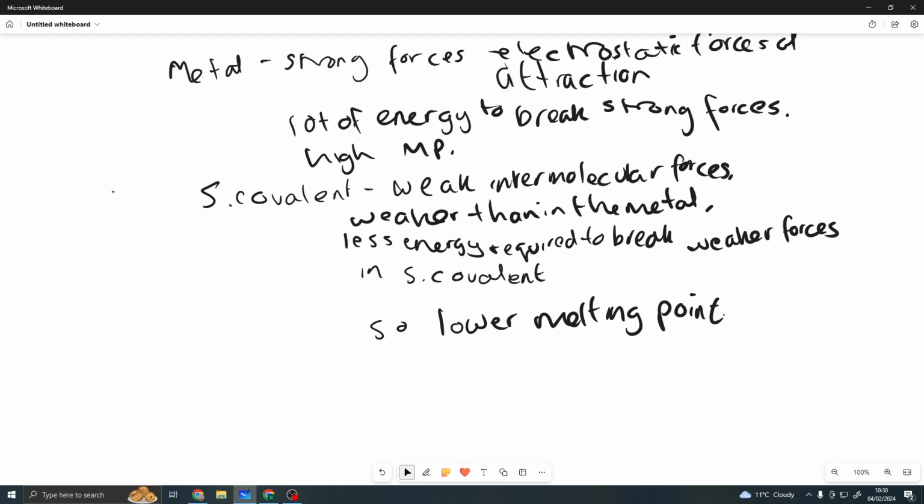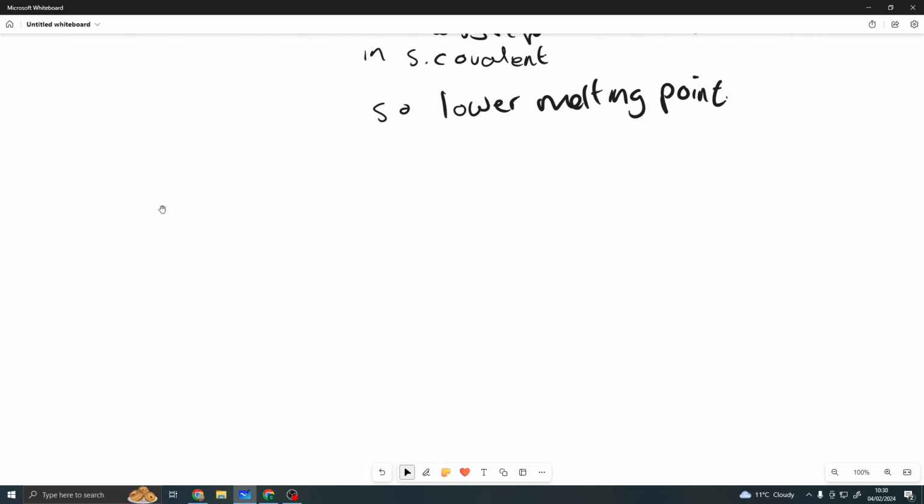You are comparing, those are comparing words. I could have just gone ahead with the same description again for the metal, weak forces, not much energy required to break them, low melting point, but if it asks you to compare, you need to use comparative words like weaker, lower, you know, comparing. Nice.